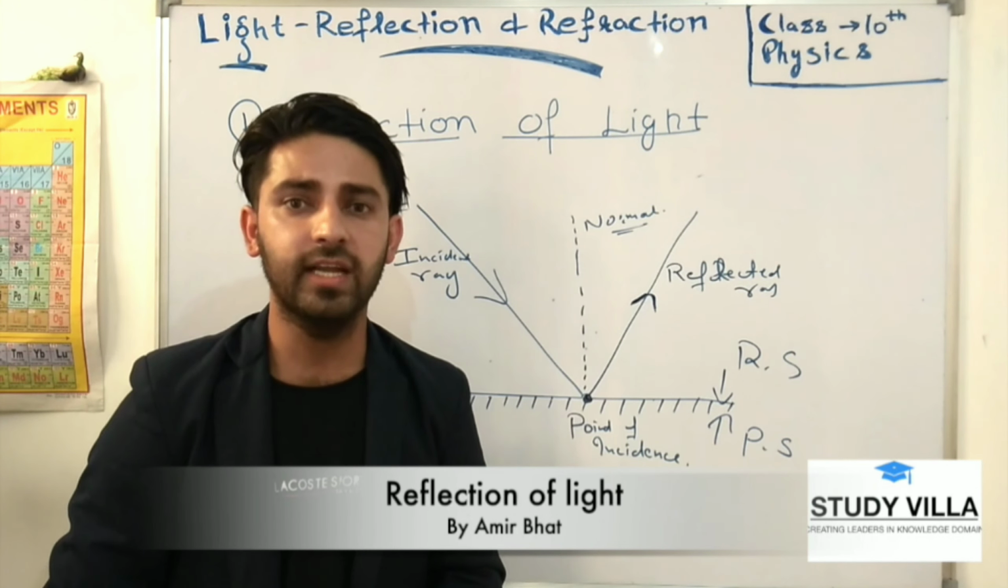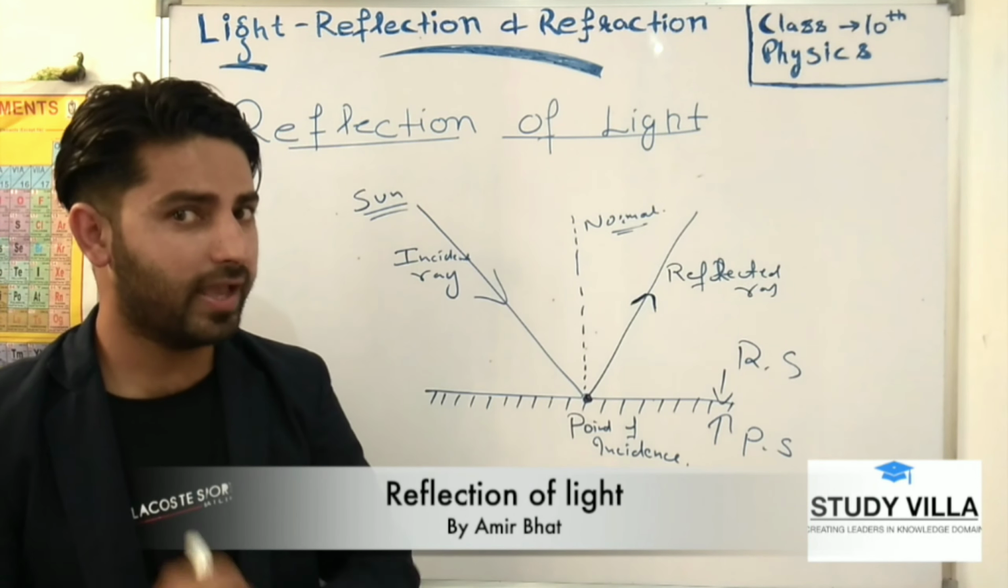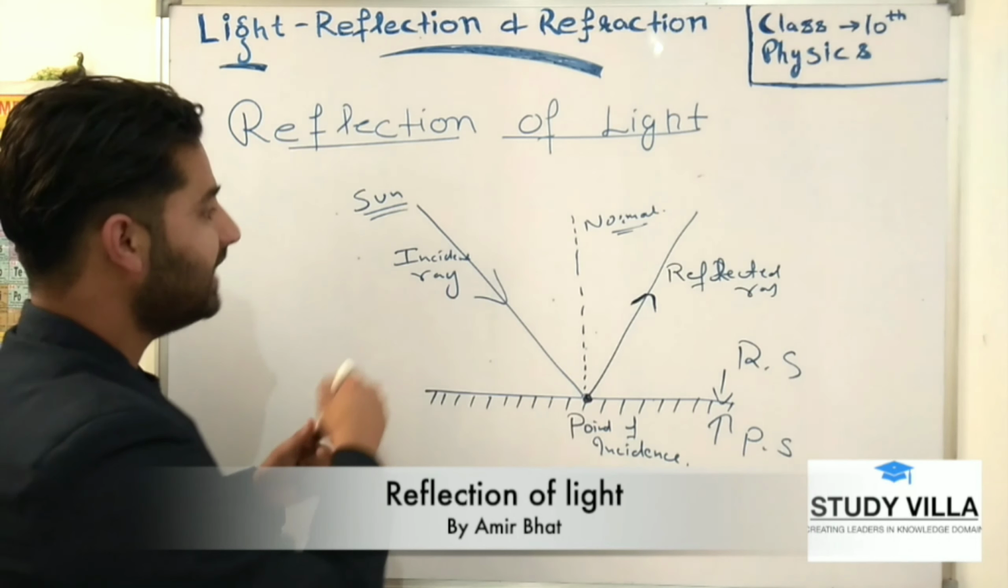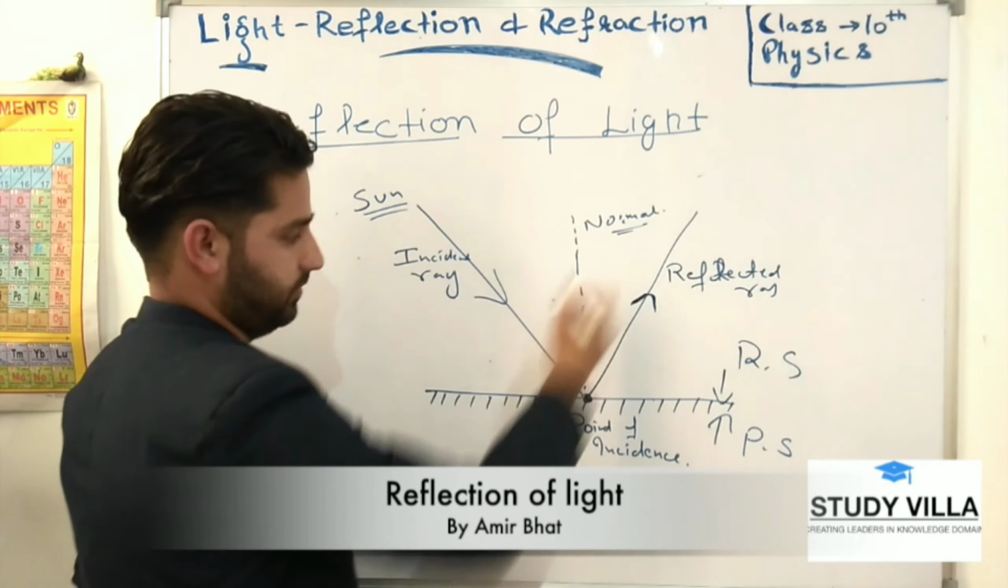Second law of reflection states the angle of incidence. So what do you mean by angle of incidence? Angle of incidence means angle between incident ray and normal.